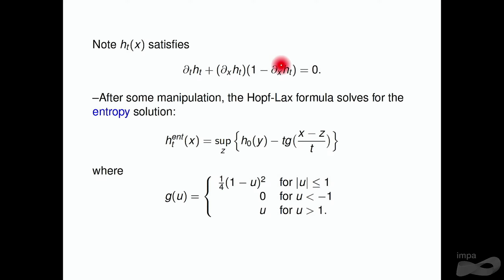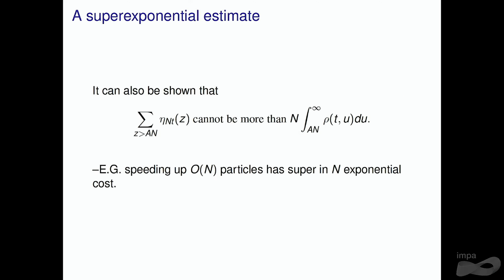So even this has non-unique solutions, and this will have an entropy, physically relevant solution. The physically relevant one satisfies this variational formula, the Hopf-Lax formula. This function g is explicit. It's the convex dual of u times 1 minus u.